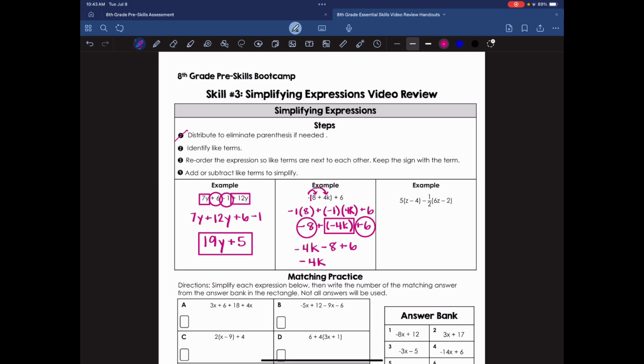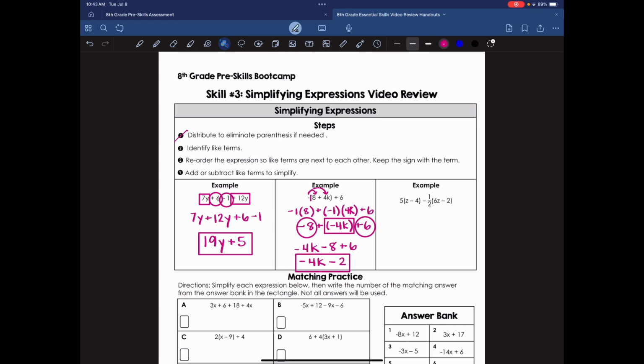And now we have to think back to our integer operation rules. So I have a negative 8 plus 6. When I'm adding with different signs, so negative and positive, I really subtract, and I keep the sign that has the larger absolute value. So a negative 8 plus 6 is going to get me a negative 2. And then that is our final answer, because a negative 4k and a negative 2 are not like terms.